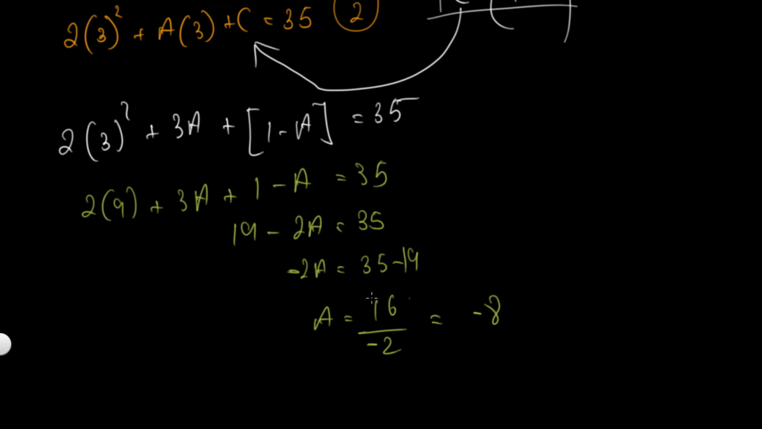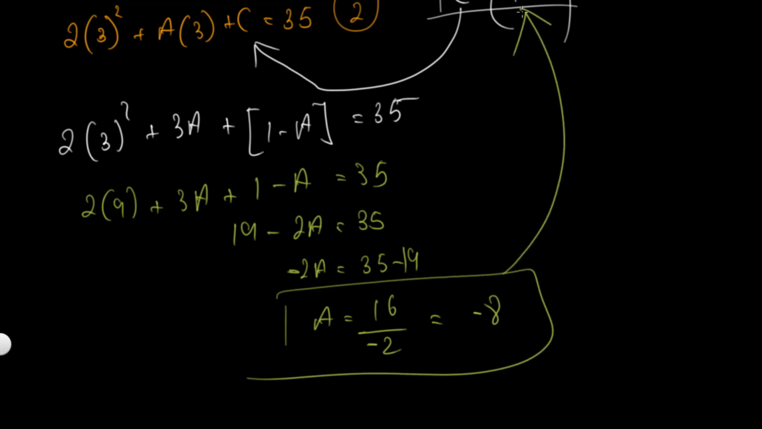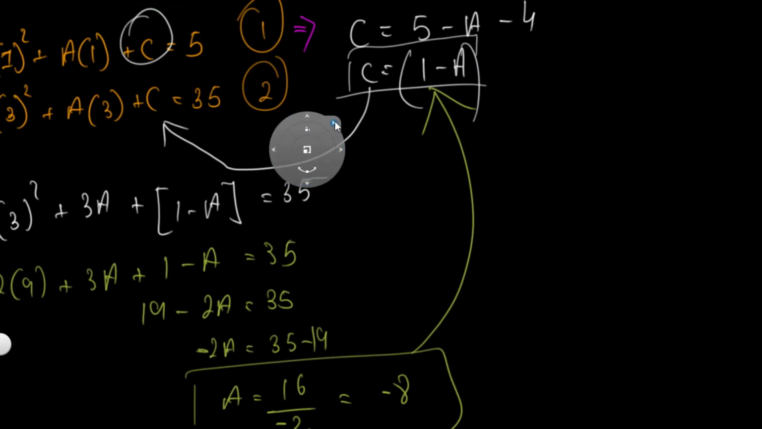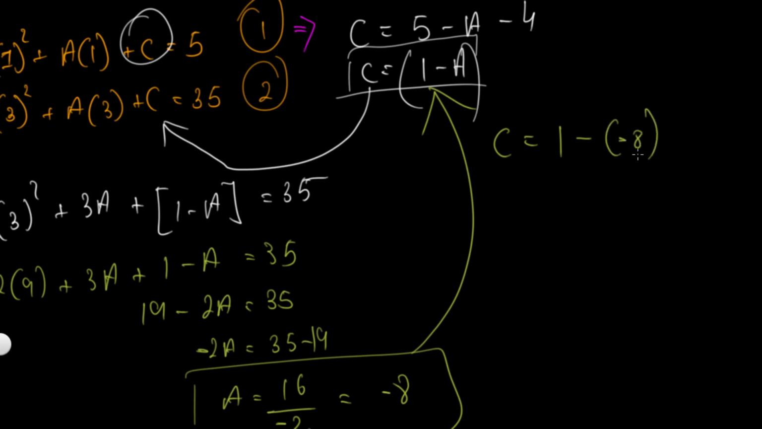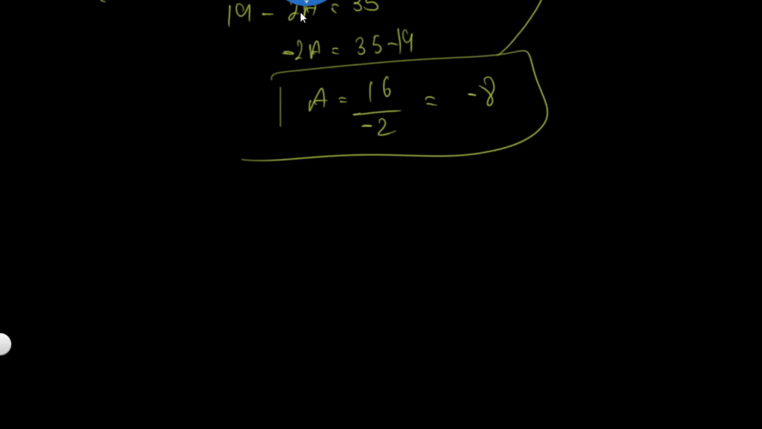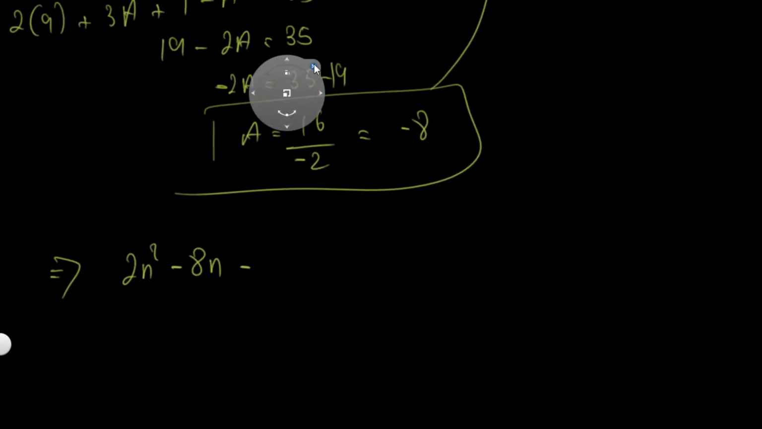We take that value for b and we insert it into the first equation and find the value for c. If b is 8, then c must be 1 minus 8, which is minus 7. Therefore, our equation would be 2n squared plus 8n minus 7, which gives us the nth term formula.